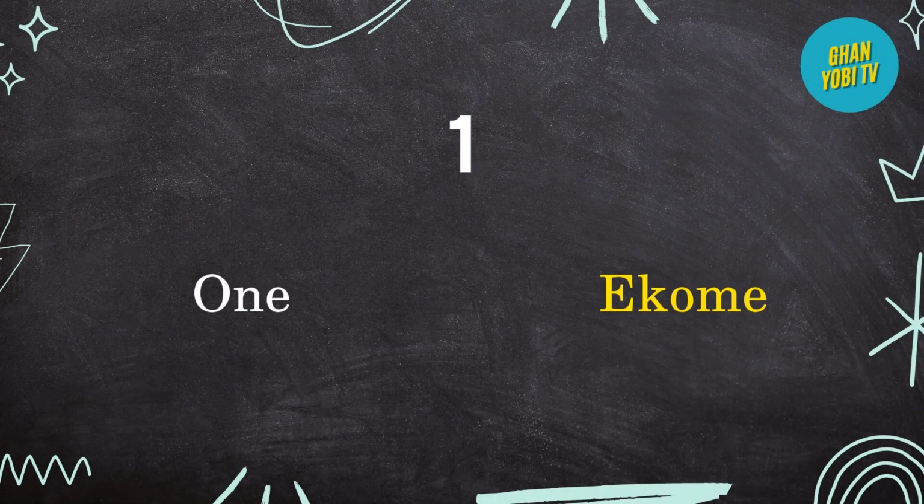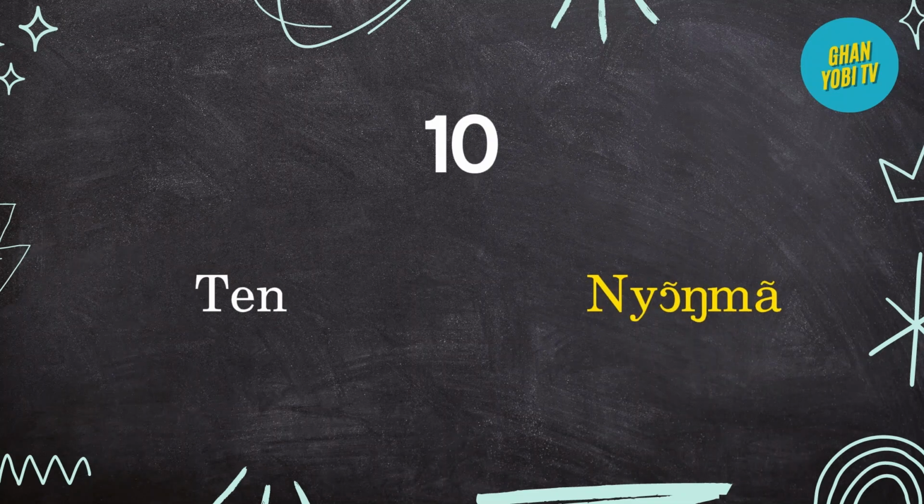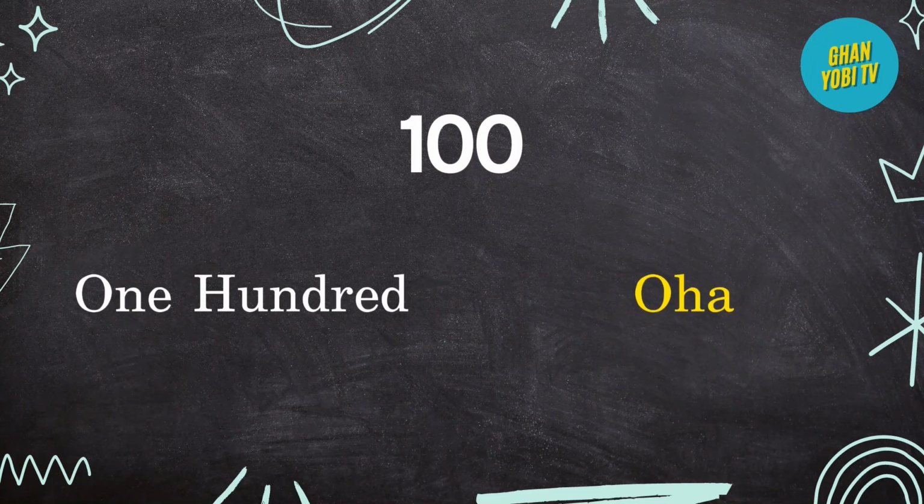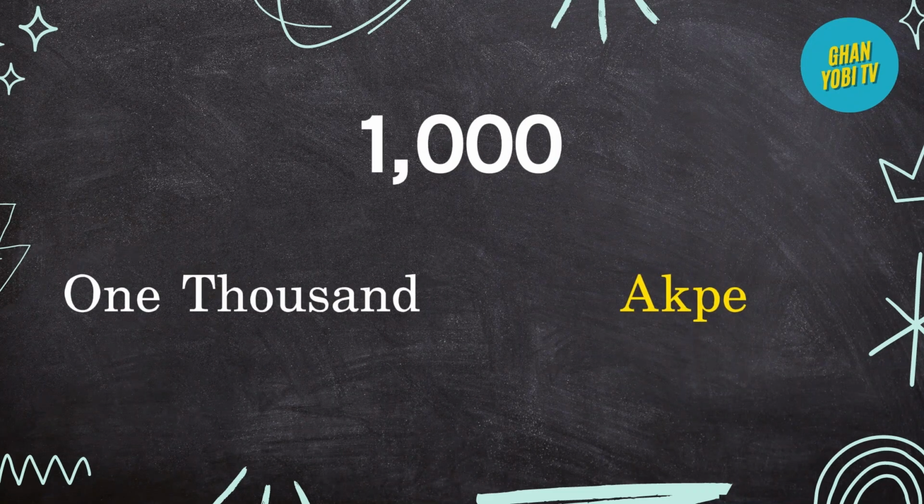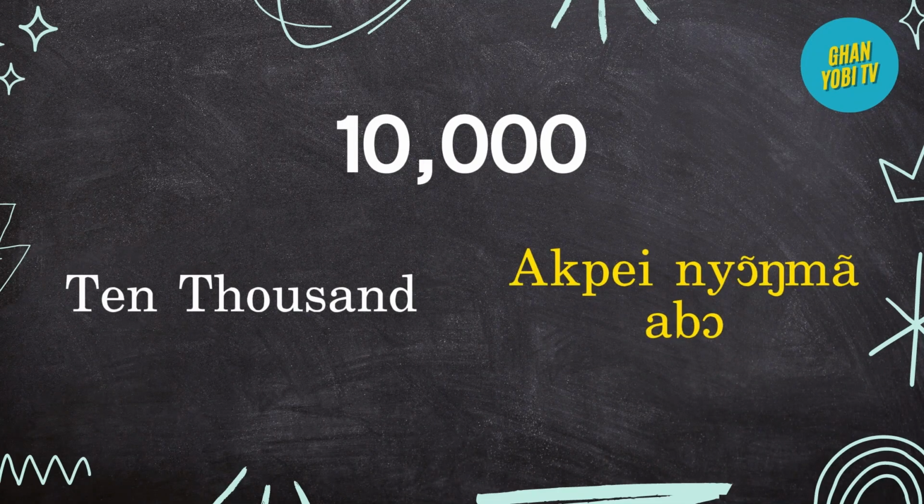1. Ekome. 10. Nyongma. 100. Oha. 1,000. Akpe. 10,000. Akpe nyongma abo.